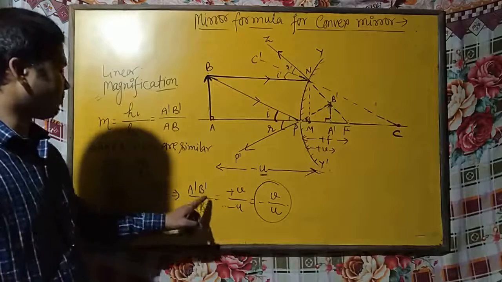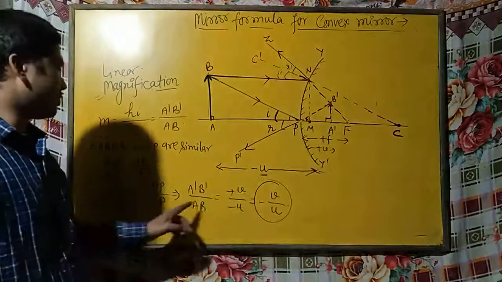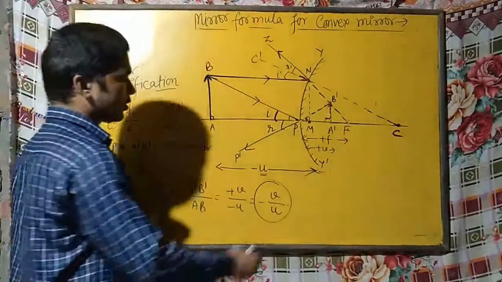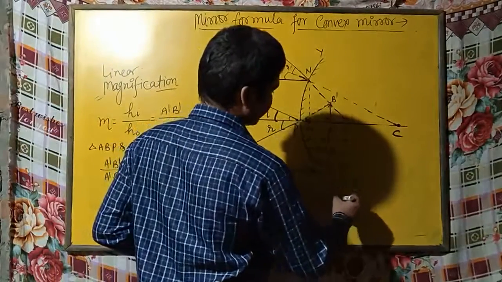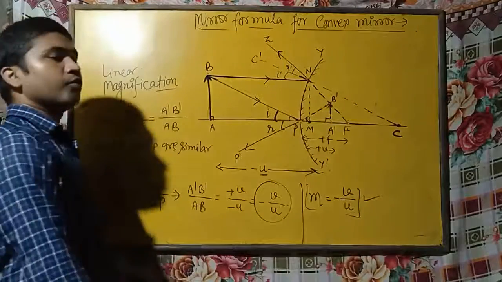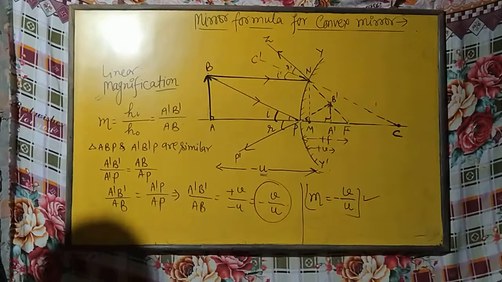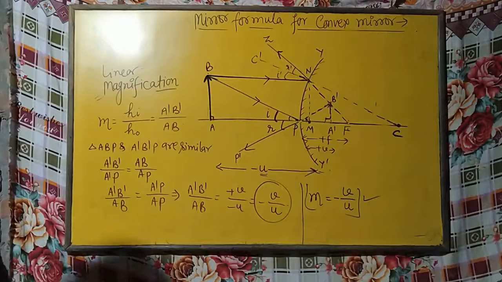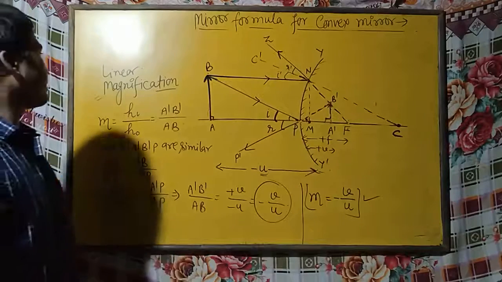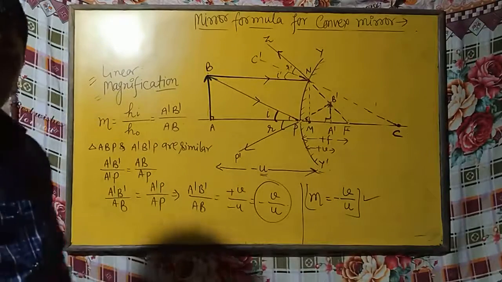So finally you can write A dash B dash by AB, and the value of A dash P is plus V and AP is minus U. So finally you can write here, magnification is equal to minus V by U. So this is the magnification produced by the mirror. I hope you understand what is linear magnification. Try to note this down in your copy, because the questions related to linear magnification are very important.